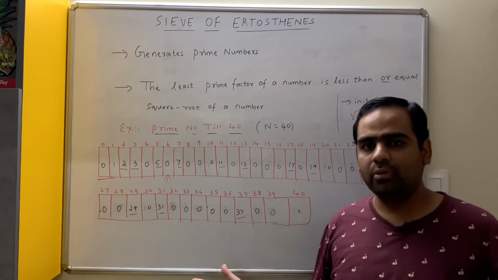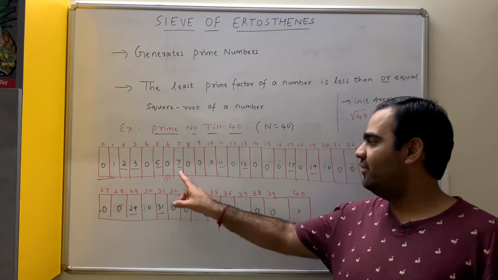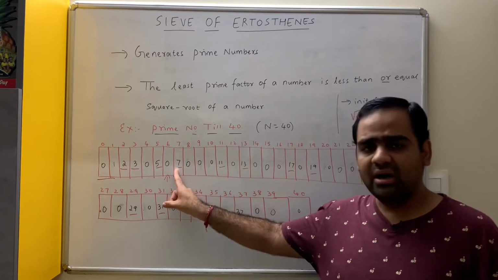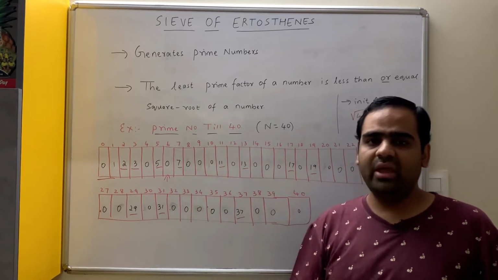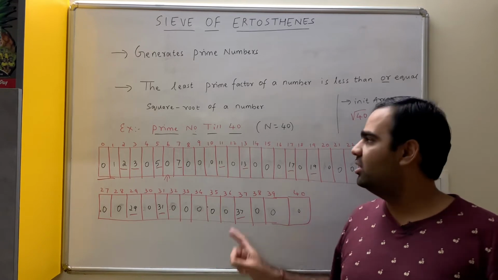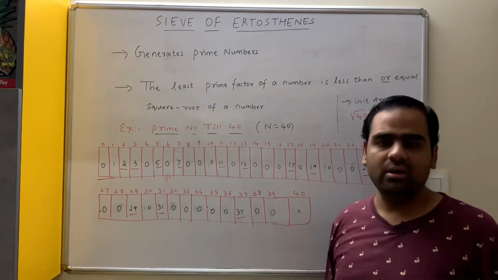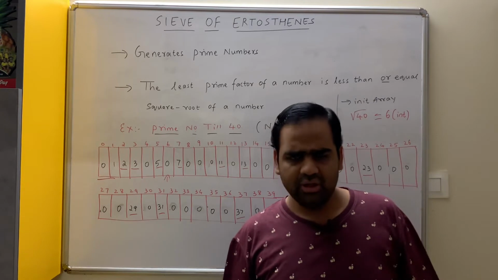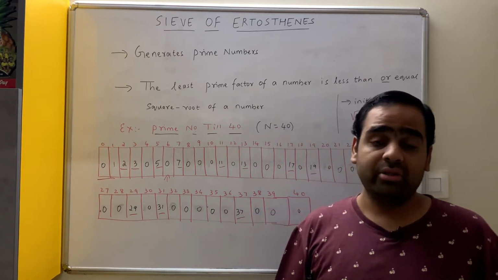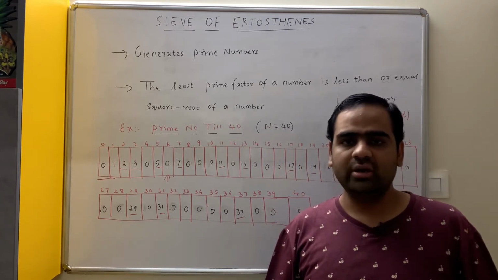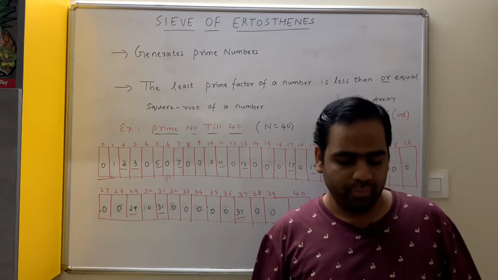We stop the procedure. At the end, whatever the entries are there in the array which are non-zero, they are the prime numbers till the 40, till n. Is that okay? This is how the sieve of Eratosthenes algorithm is used to generate prime numbers till n. I hope you have understood this.